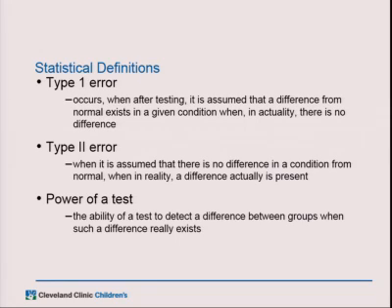The power is the ability of the test to detect the difference. And a lot of people say, does it have statistical power? Does the study have power? The best way to raise the power of a test is to increase the number of subjects in that test. So increasing the N is one way to increase the study power.